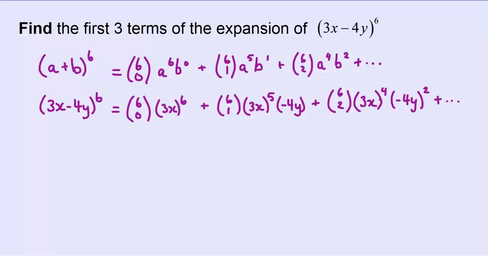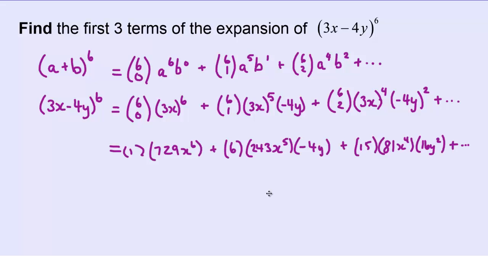Now we have to expand and simplify. So you're going to figure out what 6 choose 0, 6 choose 1, and 6 choose 2 are for the first three terms. Then you're going to take the exponents and expand them into the brackets. Again, be very careful and remember that the coefficients inside each bracket are also to the exponent that's on the outside. Here's what that looks like.